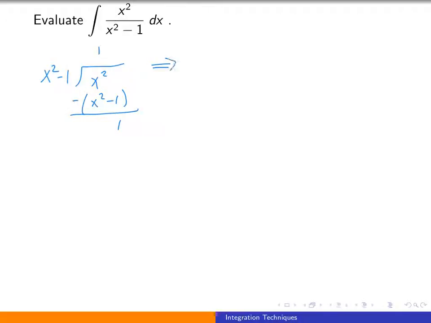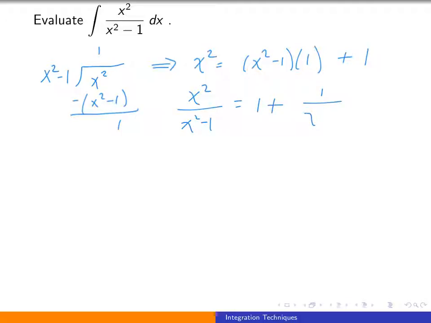And putting this together, it tells us that x squared is equal to x squared minus 1 times 1 plus that remainder of 1. And the thing that we are hoping to work with is x squared over x squared minus 1. So if we take the x squared minus 1 on the right and divide each term by it, we will get the desired quantity. So dividing everything by x squared minus 1 leaves us with 1 plus 1 over x squared minus 1.